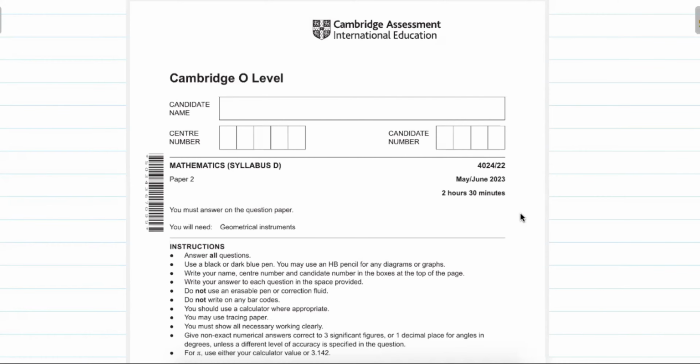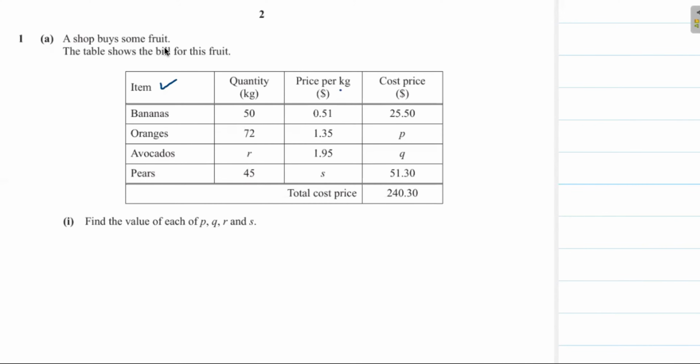Now let's start the paper. Question 1, party shop buy some fruit. The table shows the bill for fruit. In this table you see there are 4 columns: item, quantity, rate and the cost price. We have to find the value of P, Q, R and S.